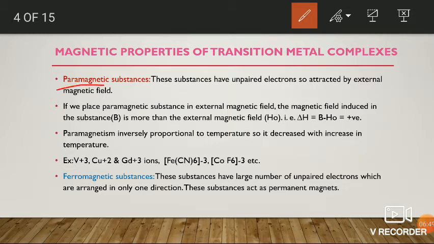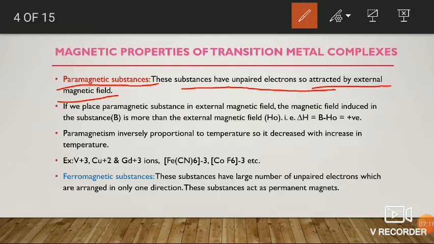Next, paramagnetic substances or paramagnetism. These substances generally have one or more unpaired electrons. Generally paramagnetic substances have unpaired electrons, so these are attracted by the external magnetic field. If you place paramagnetic substances in an external magnetic field, they are attracted by the external magnetic field.